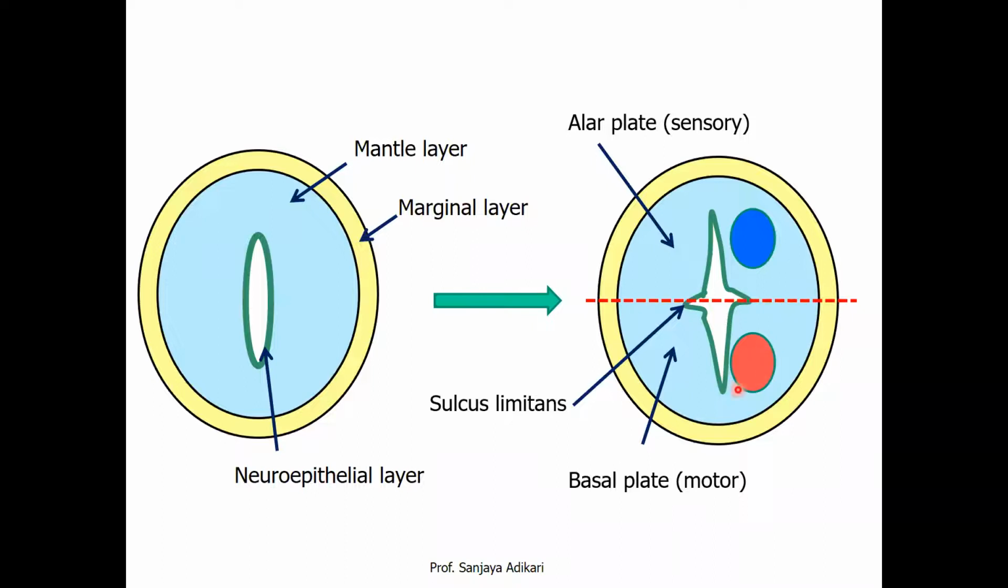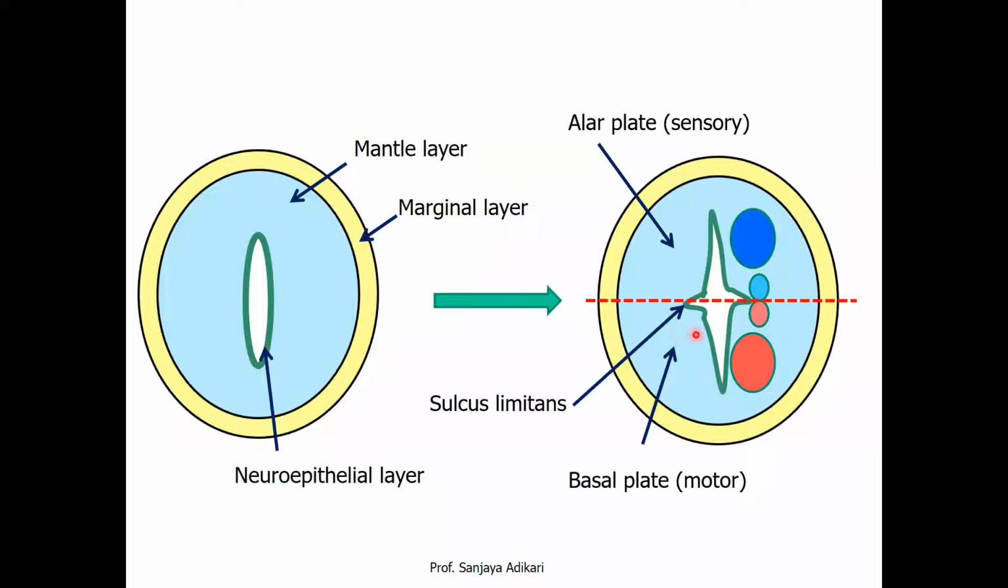Okay, now the red circle indicates motor cells, the blue circle indicates sensory cells. This large red circle represents somatic motor cells. The small red circle represents autonomic motor cells. Then the large blue circle represents somatic sensory cells, and the small blue or green one represents autonomic sensory cells. So the first rule, sensory half and motor half, does not change.